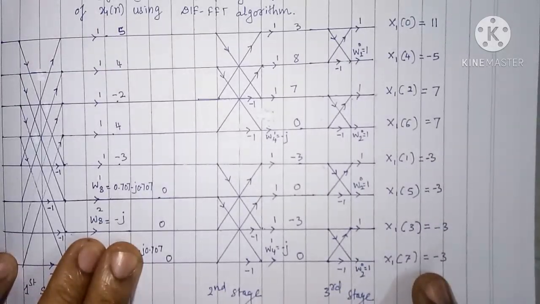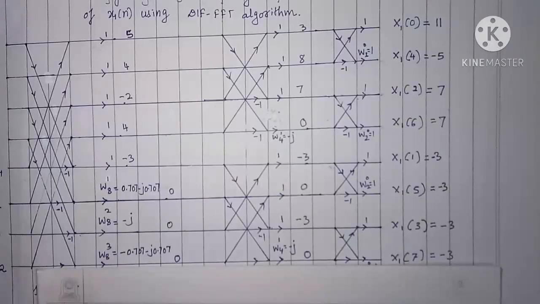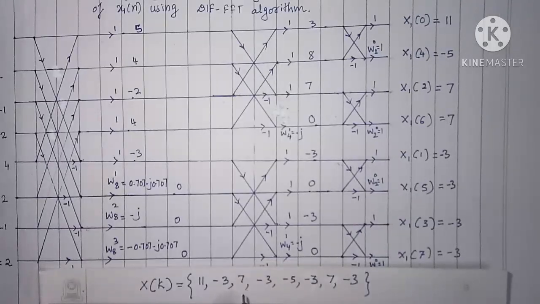Now we have to arrange the x1 of k values in normal order. In normal order we get x of k as 11, minus 3, 7, minus 3, minus 5, minus 3, 7 and minus 3.